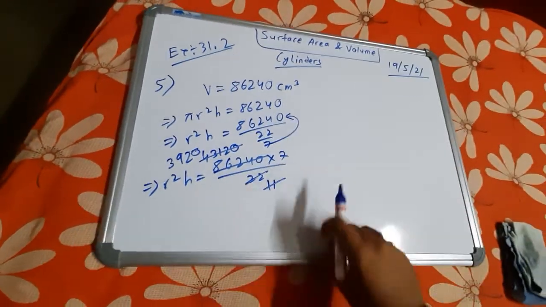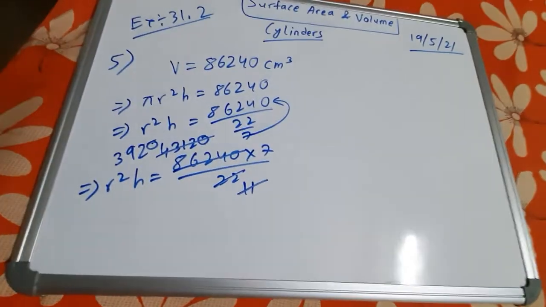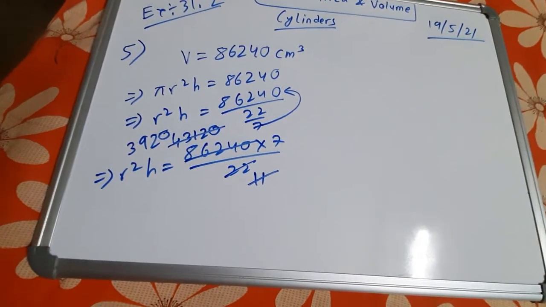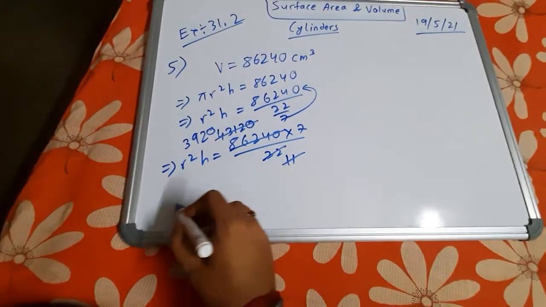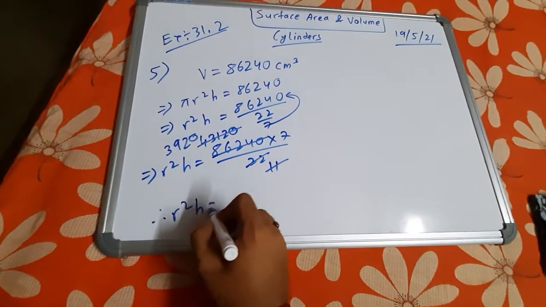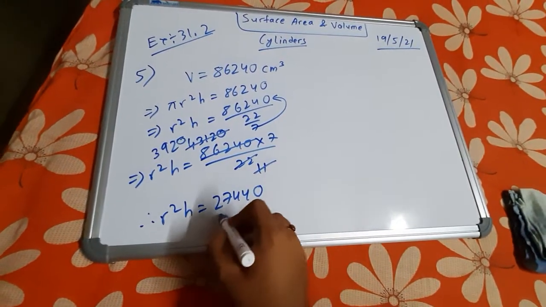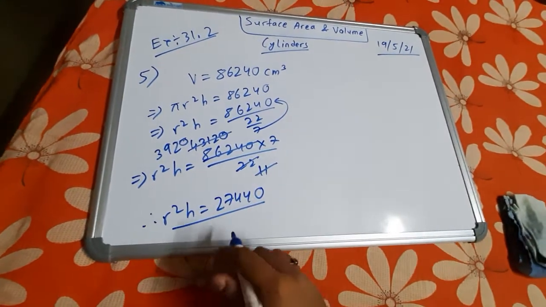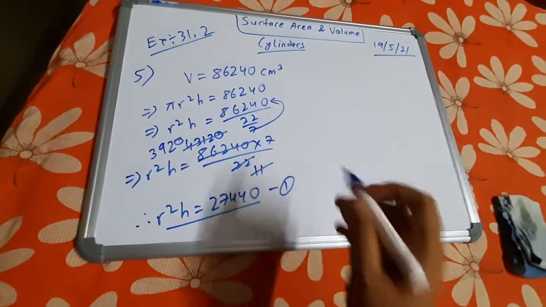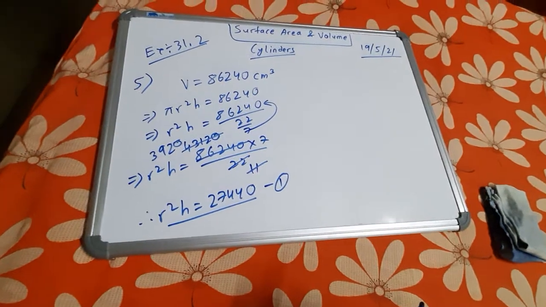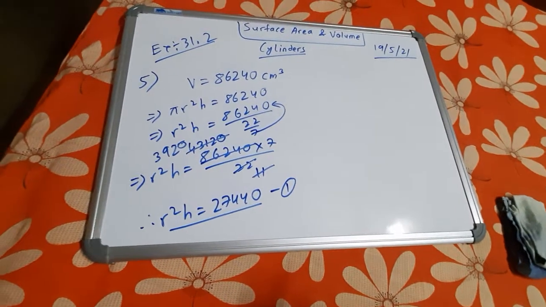Okay, so now 3920 into 7. This we have to do. 3920 into 7. Therefore r square into h will be coming as 27440. Okay, this is actually equation number 1. Equation number 1 is this. R square into h is 27440.